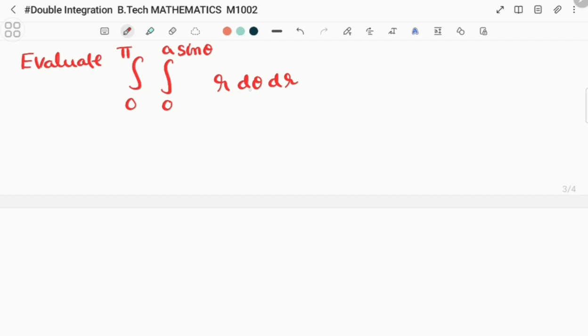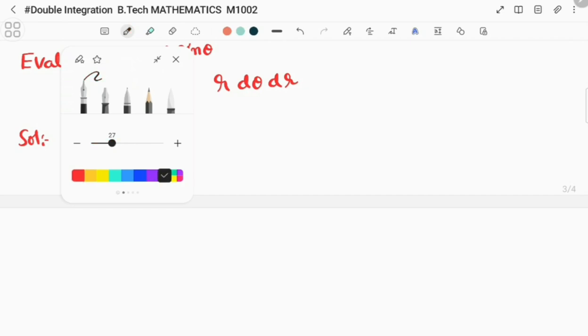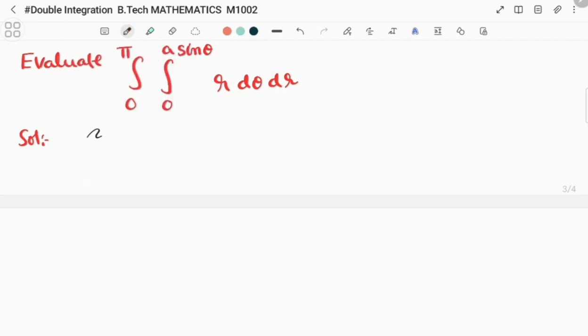So now this is equal to integral 0 to pi, that 1 by 2 we can take outside now. So only r square is there; in place of r, substitute a sin theta: a square sin square theta minus 0 into d theta. Even a square we can take outside. You will get a square by 2 integral 0 to pi sin square theta d theta. So this is equal to a square by 2, direct integration.